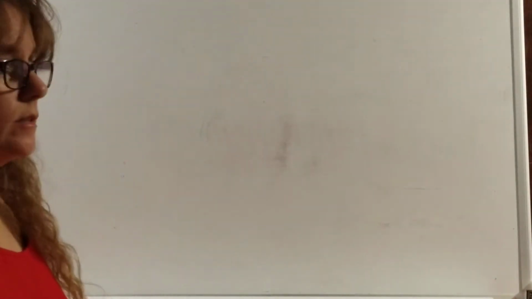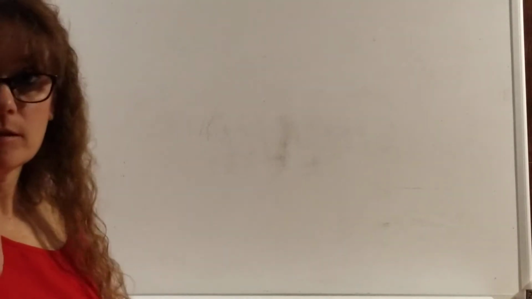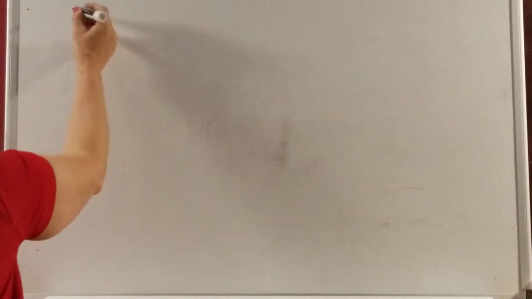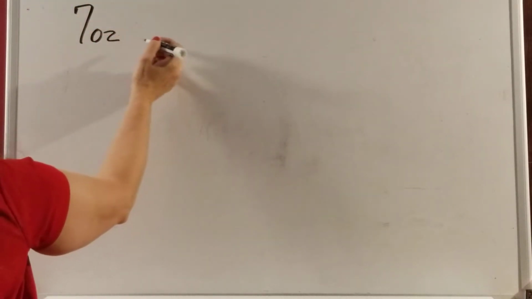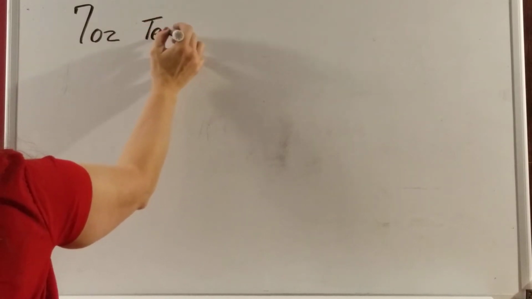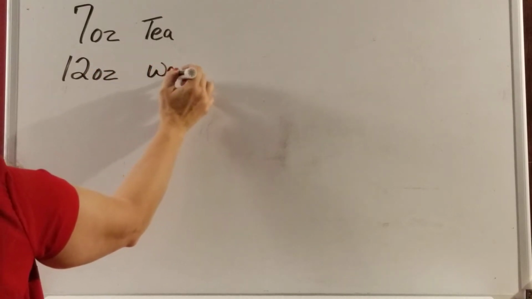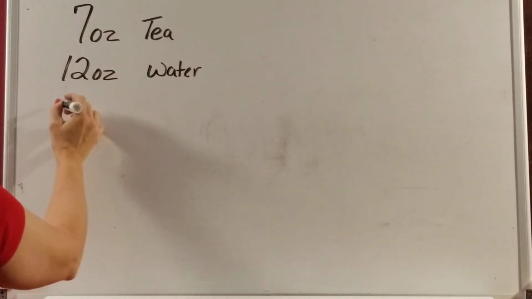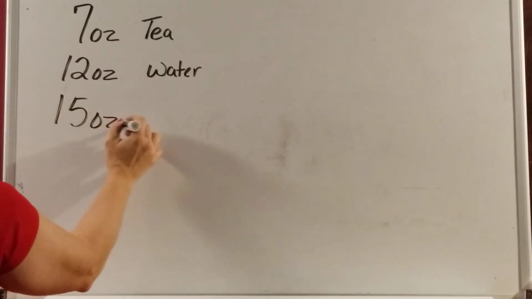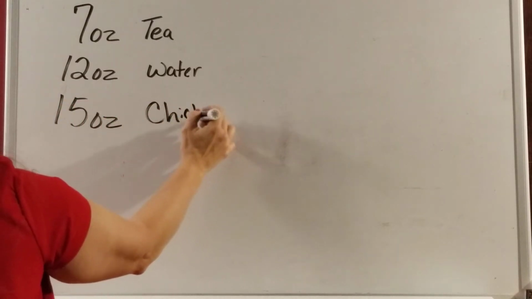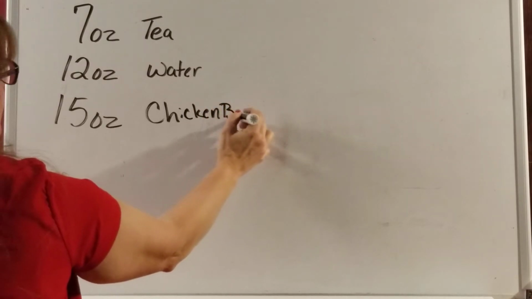Suppose we want to calculate an intake or even an output on a patient. And if we were to list down, between a certain set of hours, what all they consumed in liquids, say that they had 7 ounces of tea, 12 ounces of water, and let's say they had 15 ounces of chicken broth. Or you can just say broth. It doesn't have to be all this.